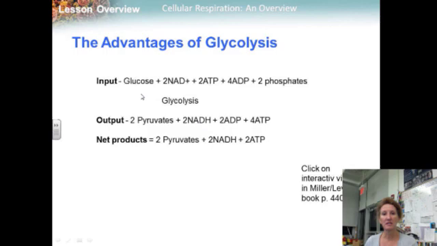So, in glycolysis, the input is glucose, 2 NAD+, 2 ATPs, 4 ADPs, and 2 phosphates. When they go through glycolysis, what you're going to get back are 2 pyruvates, 2 NADHs, 2 ADP, right, because we used 2 ATP in the beginning, and then you're going to get 4 ATPs. So your net product then is your 2 pyruvates, 2 NADH, and 2 ATPs. If you want more detail, click on the Miller-Levine video.